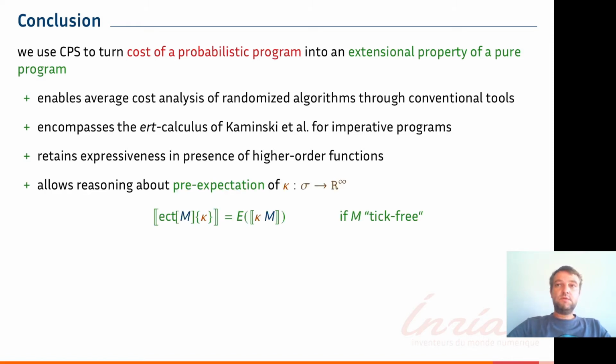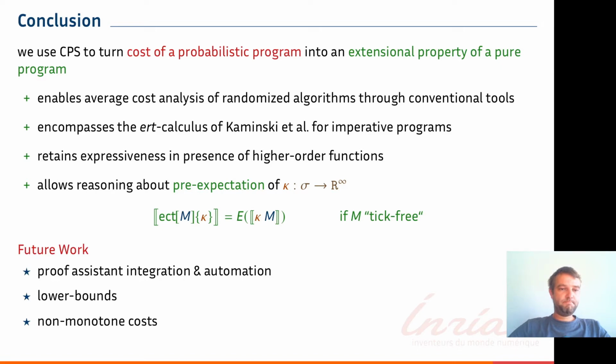As a side note, using this methodology, we can also reason about pre-expectations. Concerning future works, we really would like to have our system integrated into a proof assistant with partial automation. We would like to also be able to reason about lower bounds and non-monotone costs, which are currently outside our framework.